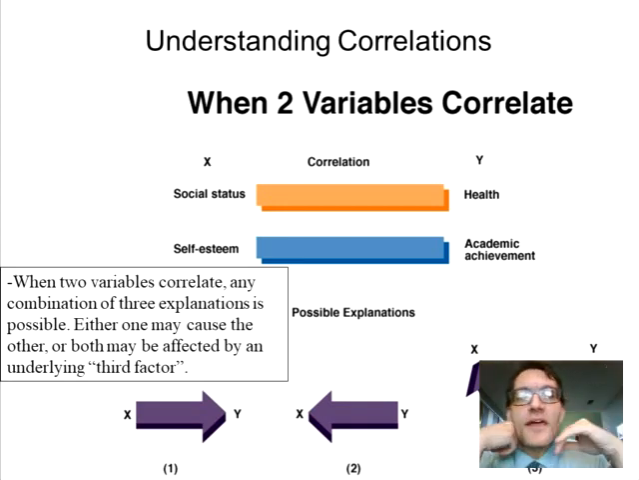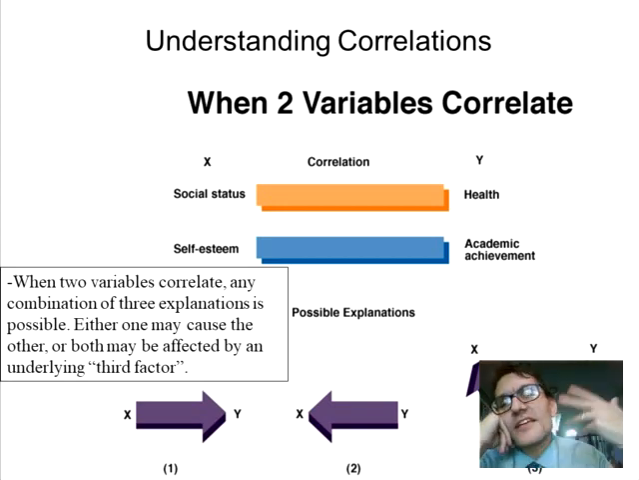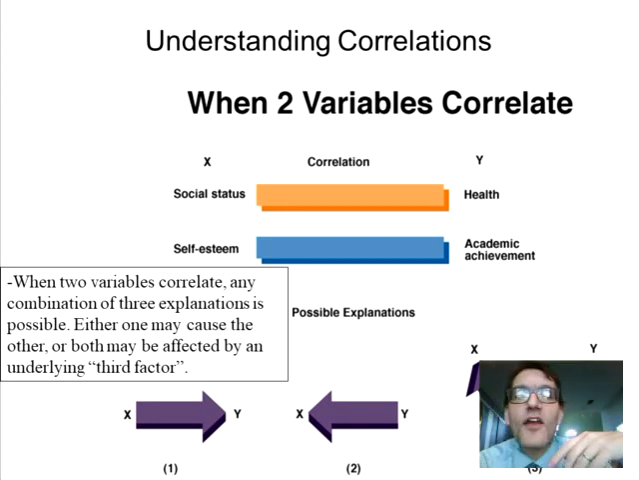I can imagine somebody that has, let's say, high self-esteem. High self-esteem makes you feel good about yourself, makes you try harder, gives you better academic achievement. But I can also imagine people that have high academic achievement will think highly of themselves and have high self-esteem.